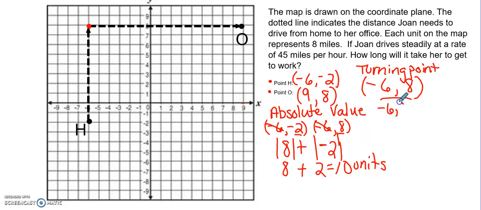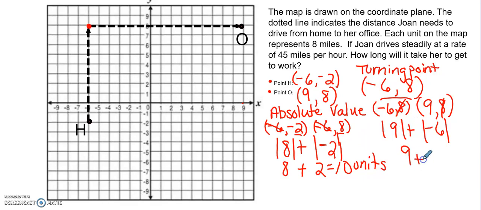-6 and 8 is the turning point, and point O is 9 and 8. The same number is 8, so I'm going to use the absolute value of 9 and the absolute value of -6. And I'm going to add them since one is positive, one is negative. 9 plus 6 is going to be 15 units.